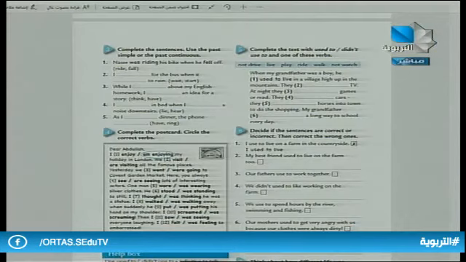Let's have just Ms. Nagam read one sentence in exercise number 5. Complete the text with used to or didn't use to, and one of these verbs: drive, leave, play, ride, walk, watch.